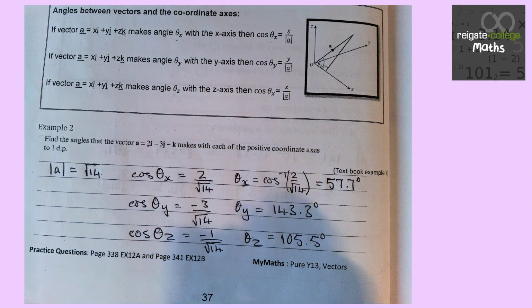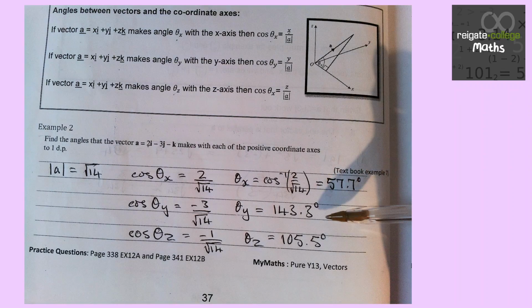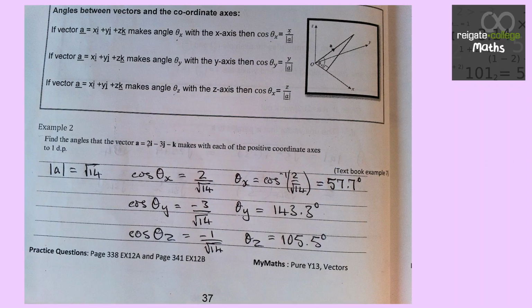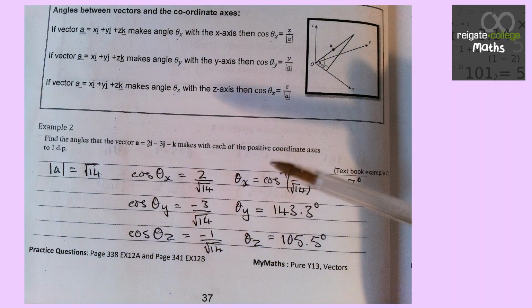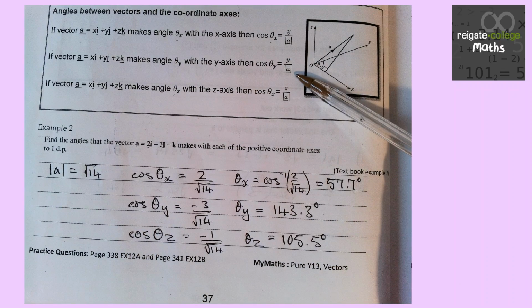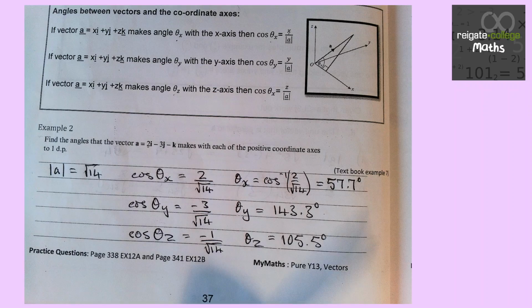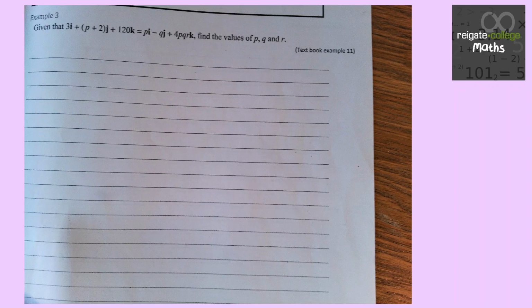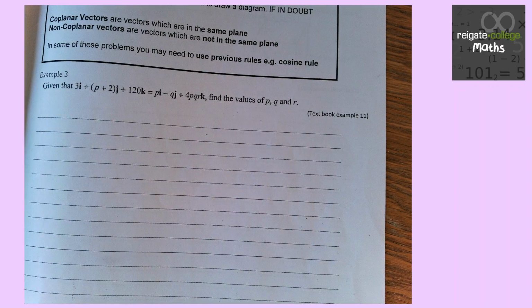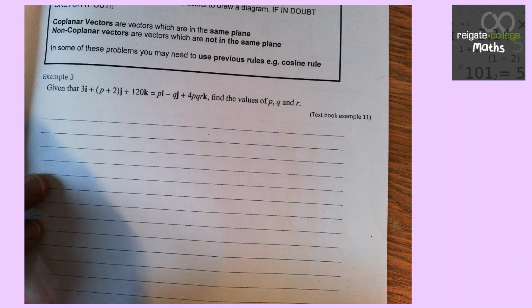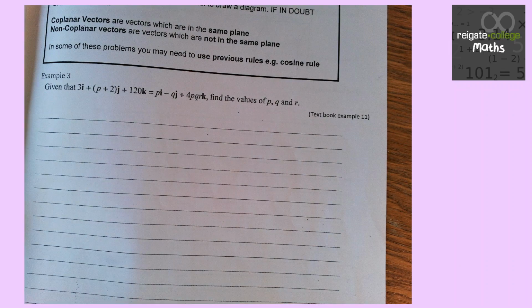If you're giving your answers to 3 significant figures, of course you give this one as 143 degrees, this one as 105 degrees. Now these formulas are not in the formula book, so you do need to remember them. Okay, so let's just look at one quick geometric problem, and then we'll go on to a proof question and an application to mechanics as well.